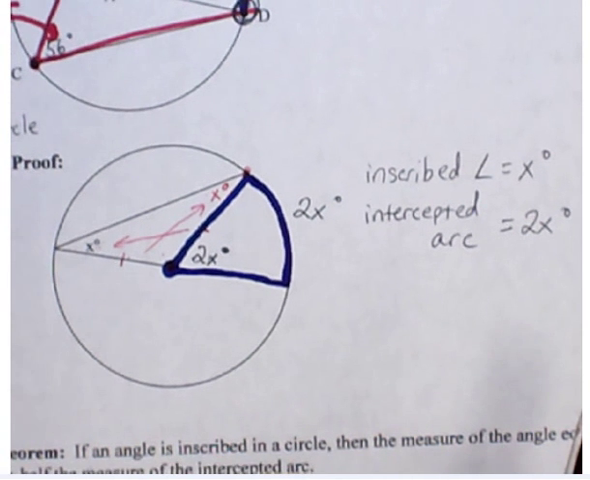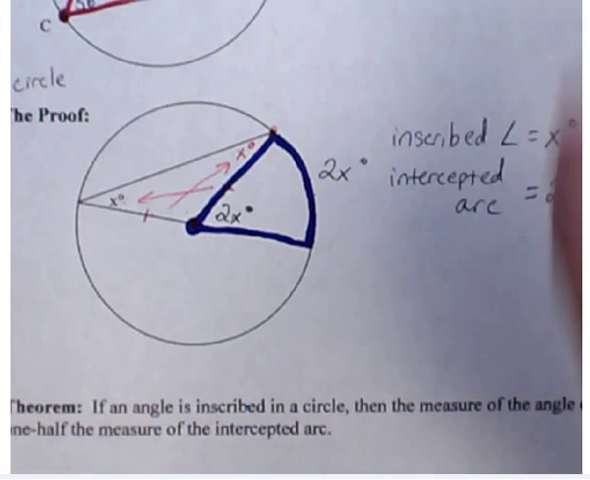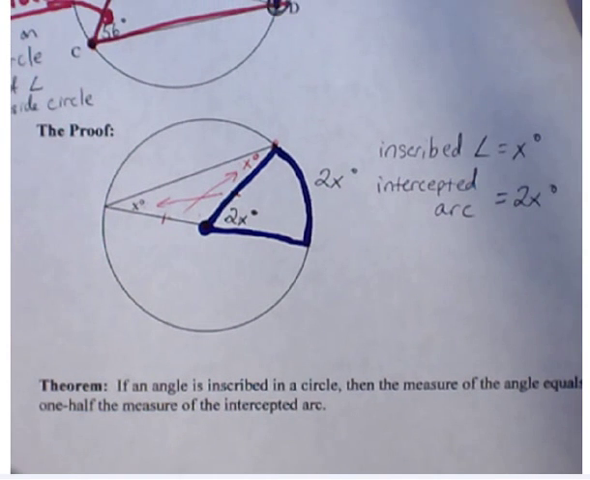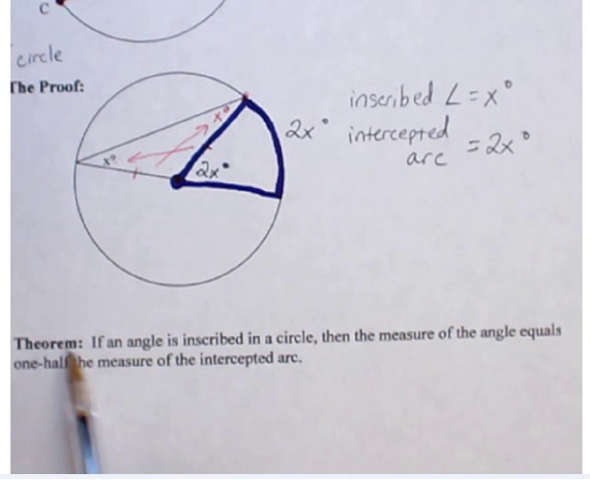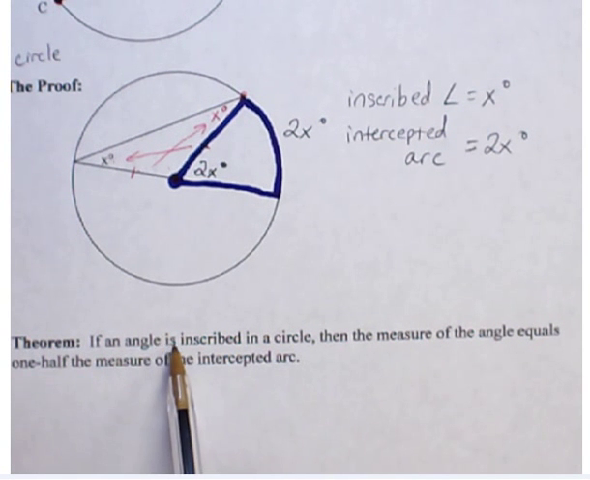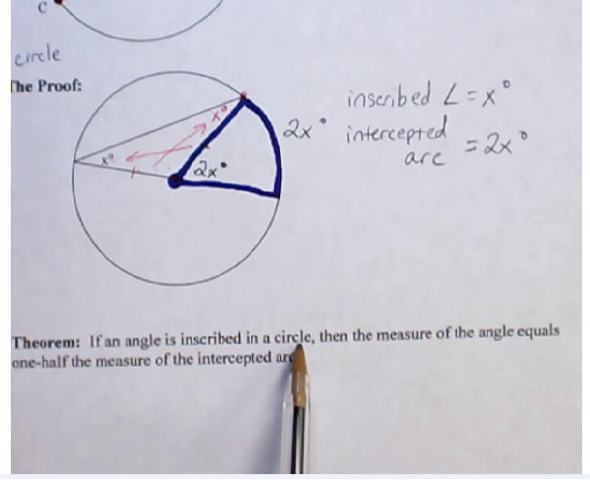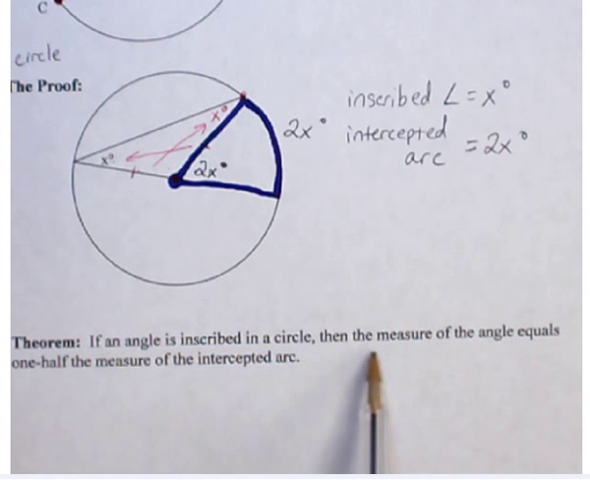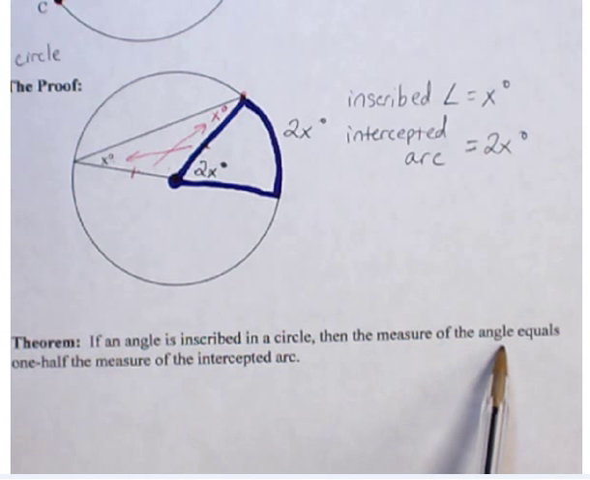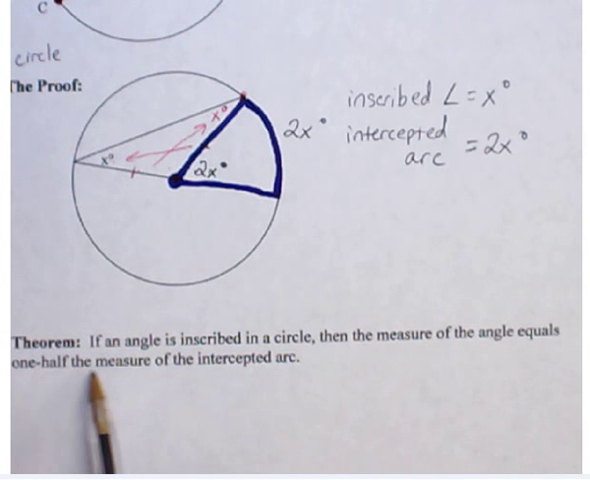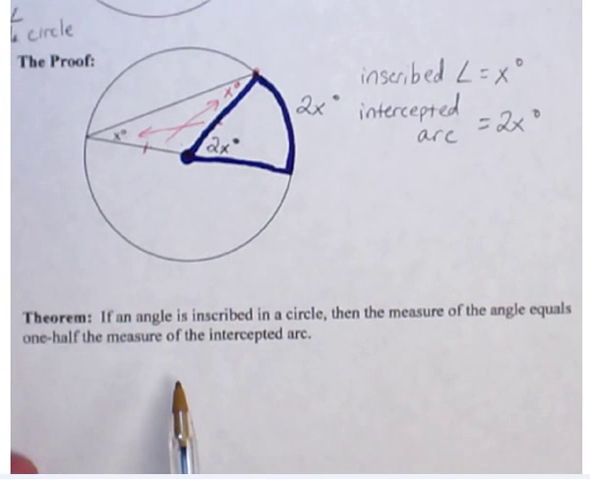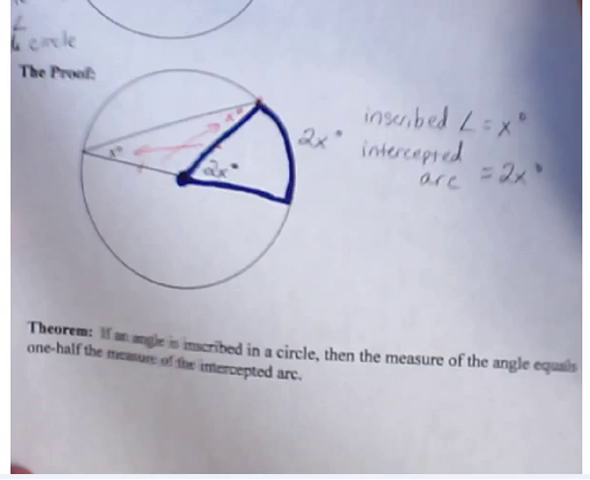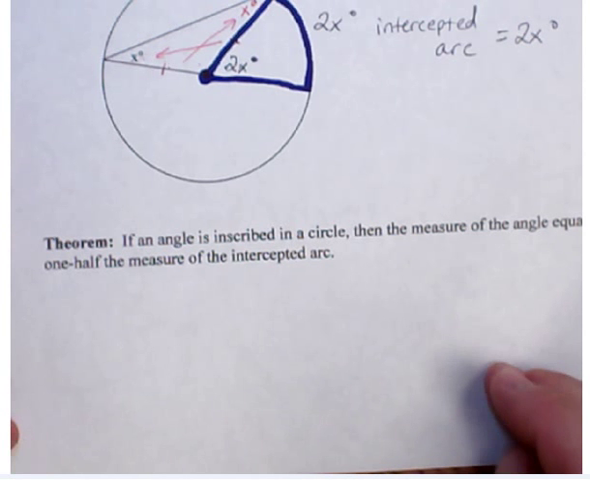So what we've done here is we've proved a theorem. This is one of our rules in geometry. And what it says, at the bottom here, theorem: if an angle is inscribed in a circle, then the measure of the angle equals 1/2 the measure of the intercepted arc. Basically, let's go ahead and draw a couple examples here.